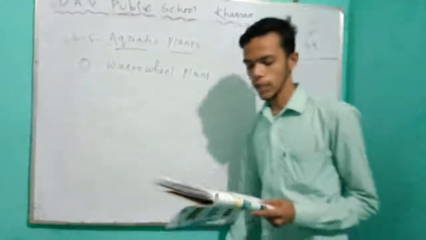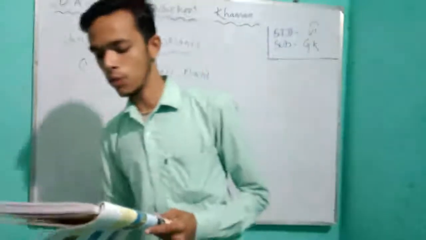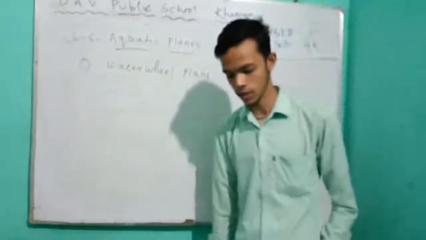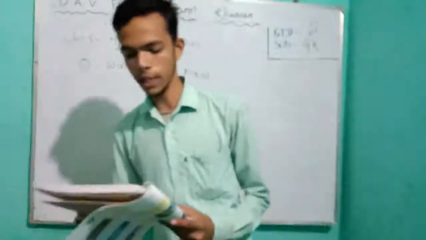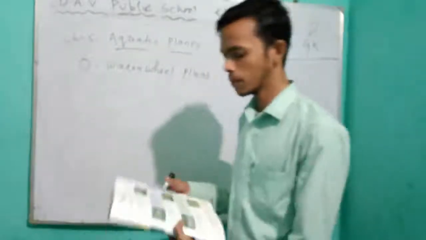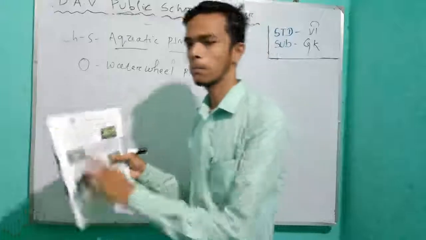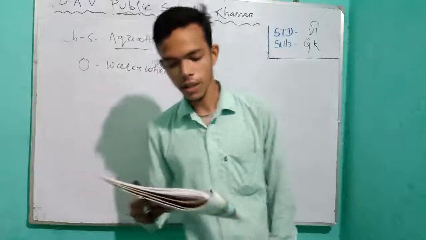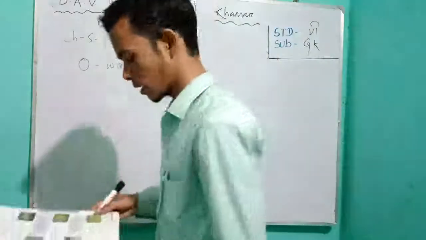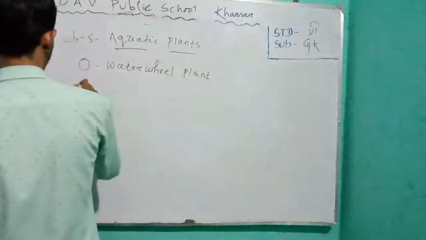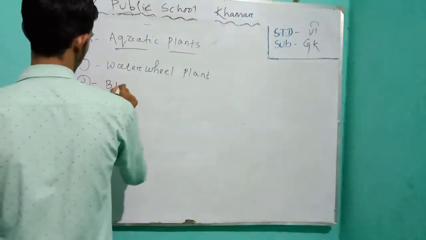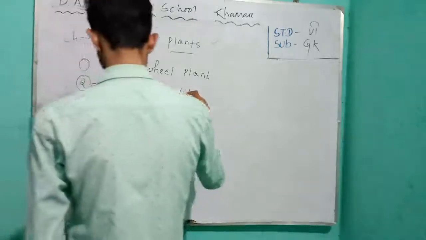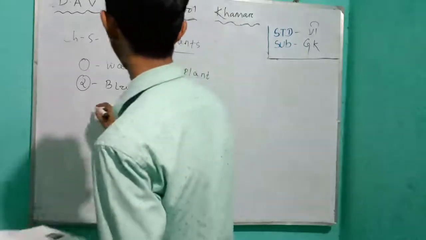Okay, next, number two: with broad rounded leaves and blue petals, it opens and rises to the water surface in the morning and closes and sinks at dusk. It has broad rounded leaves, so the picture shows a broad rounded leaf. It opens in the morning and closes at dusk. So what is number two? It is called blue water lily.